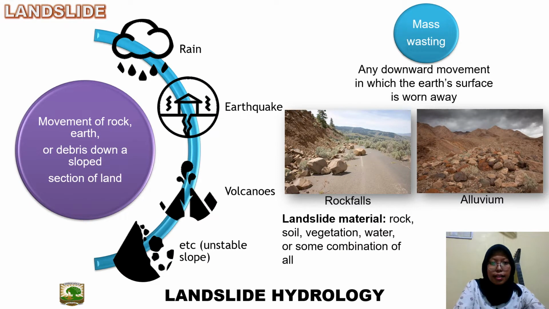Next is landslide. Landslide is a movement of rock, earth, or debris down a sloped section of land. It can be caused by rain, earthquakes, volcanoes, etc. Mass wasting is any downward movement in which the Earth's surface is worn away, including rock falls and the flow of shore deposits called alluvium. The landslide material itself contains rock, soil, vegetation, water, or some combination of all of it.